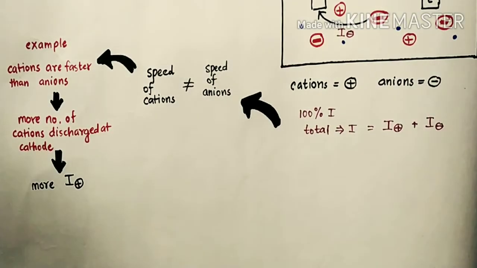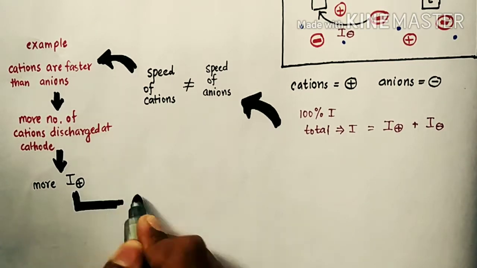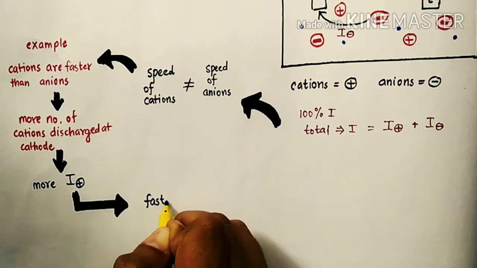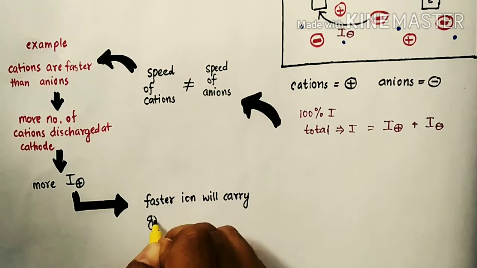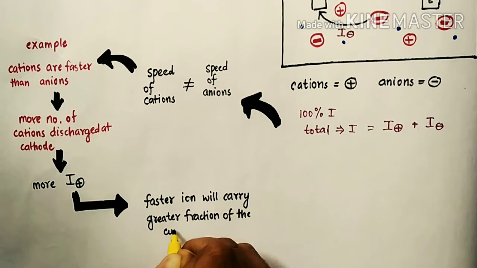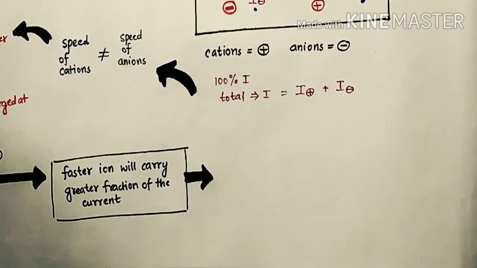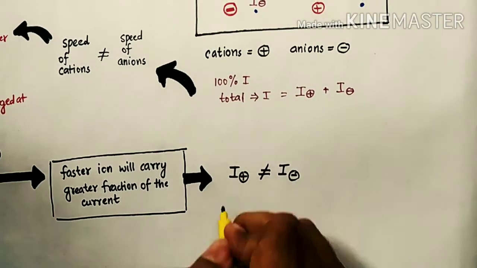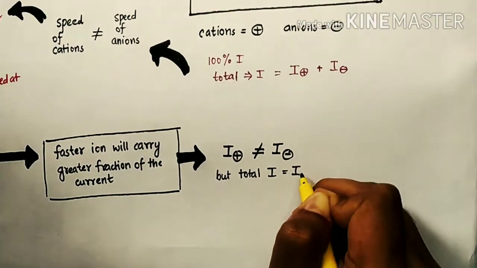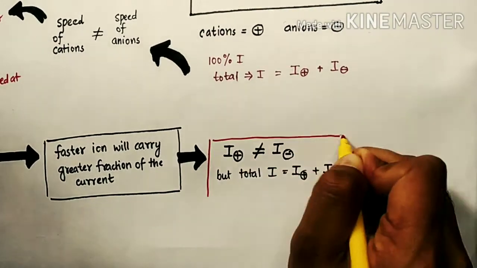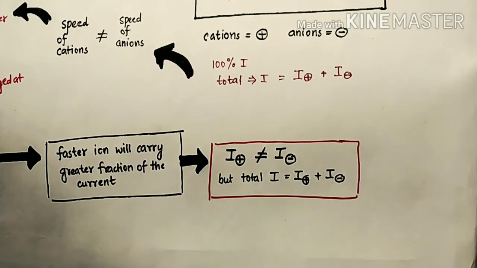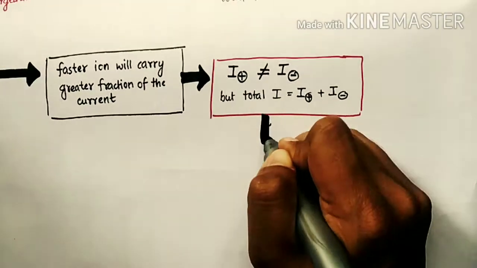The same may be possible with negative ions, that is, if negative ions move faster, there will be more I minus. That is, faster ion will carry greater fraction of the current. Thus, I plus is not equal to I minus, but total current is equal to I plus plus I minus. This is where the term transport number comes into play.